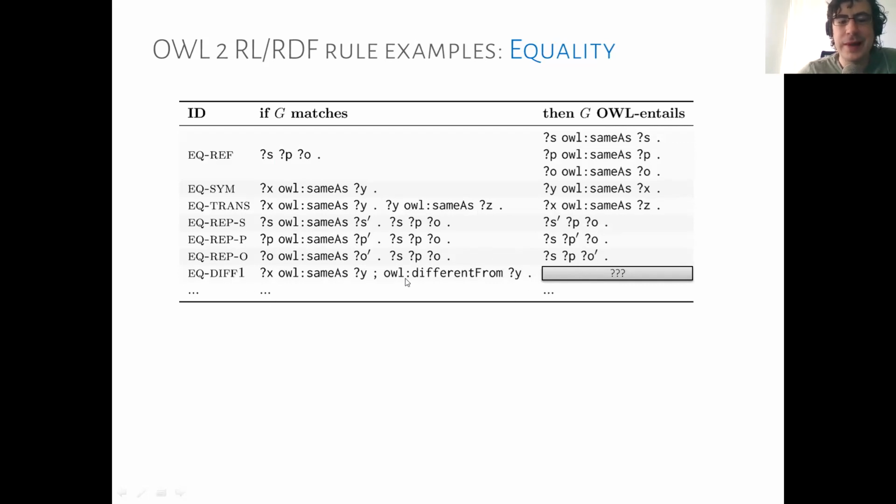X same as Y and different from Y. So if X is the same as Y and is different from Y, that's a contradiction, right? So we're going to use the term false, simply false, to say there's a contradiction here. This is inconsistent. So we can detect that using rules.